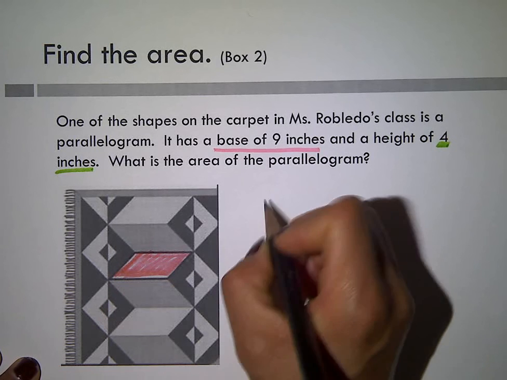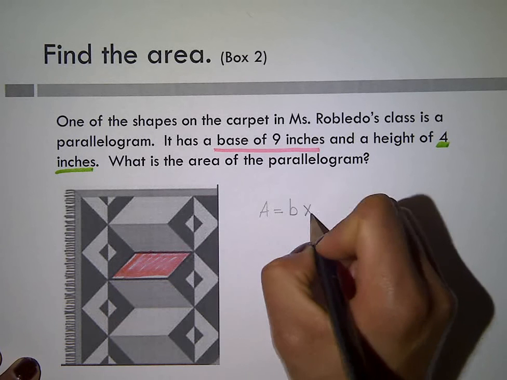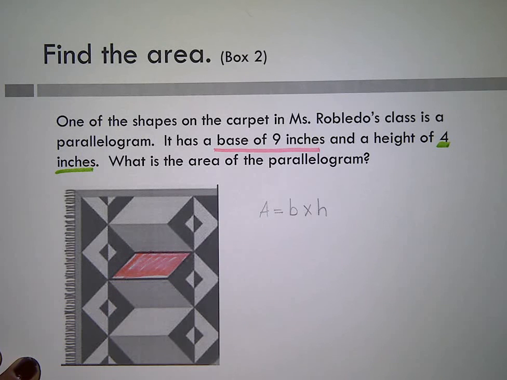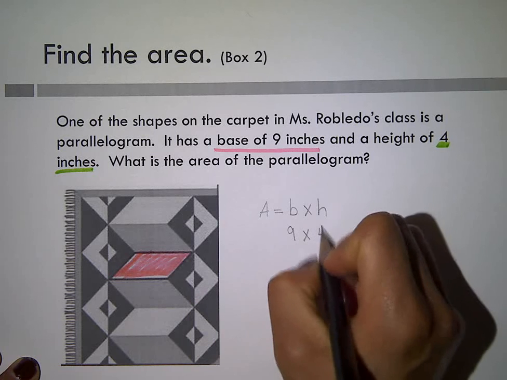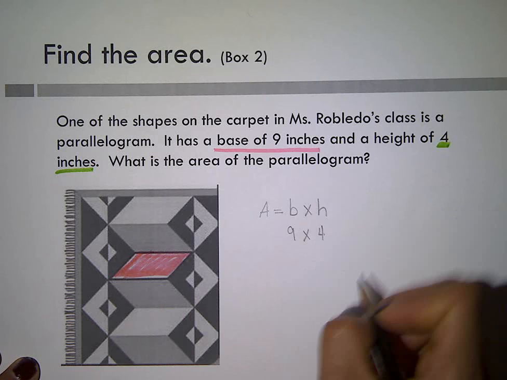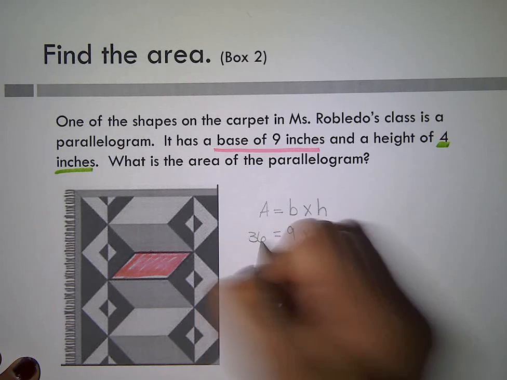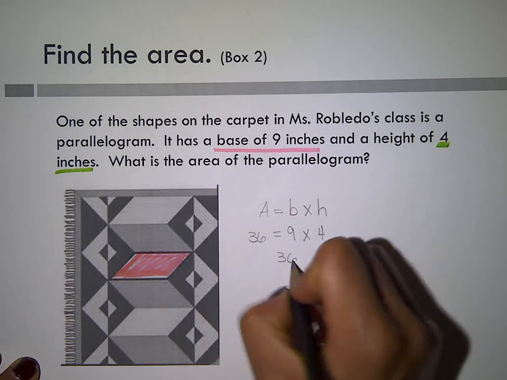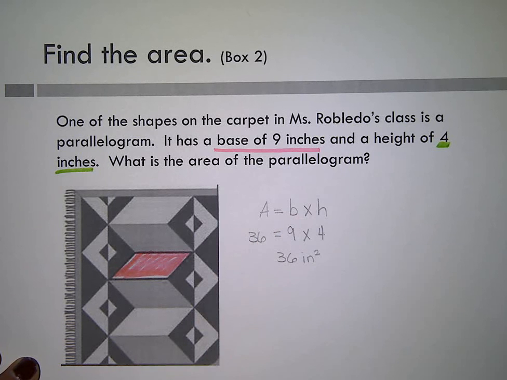So to find the area, I would multiply base times height. The base is 9, the height is 4. So the area of this parallelogram is 36. So 36 inches squared. Let's try another.